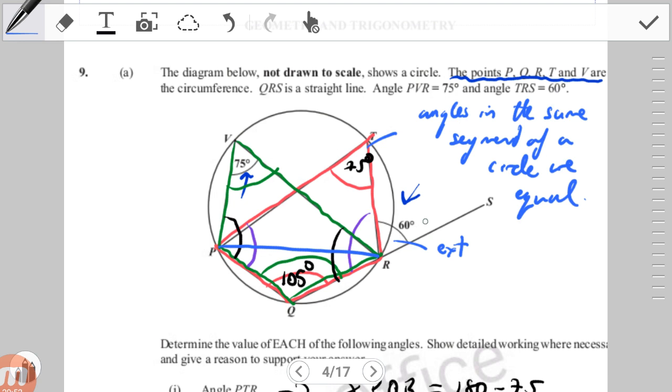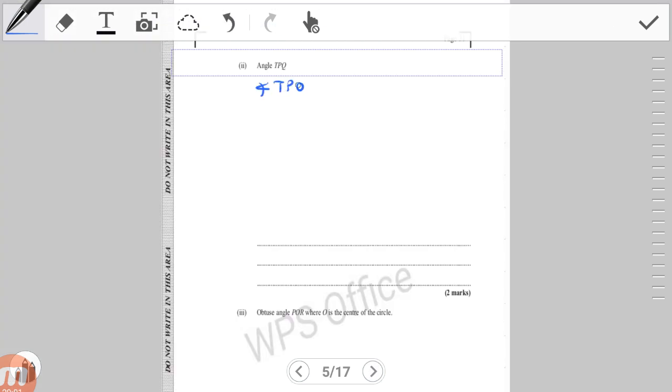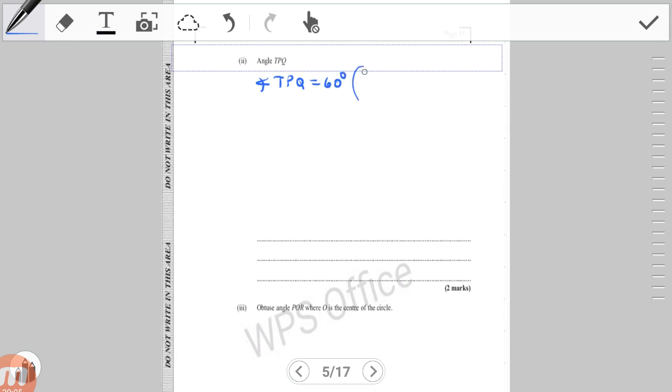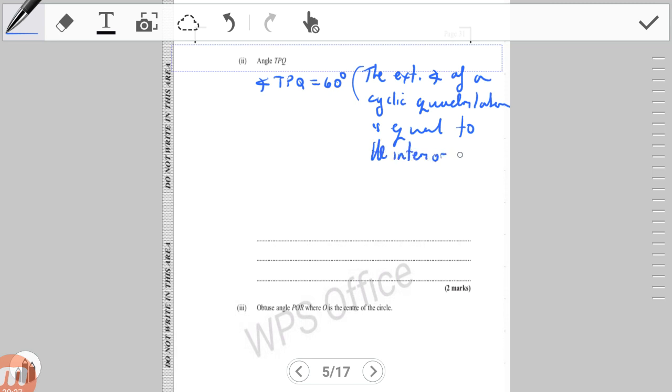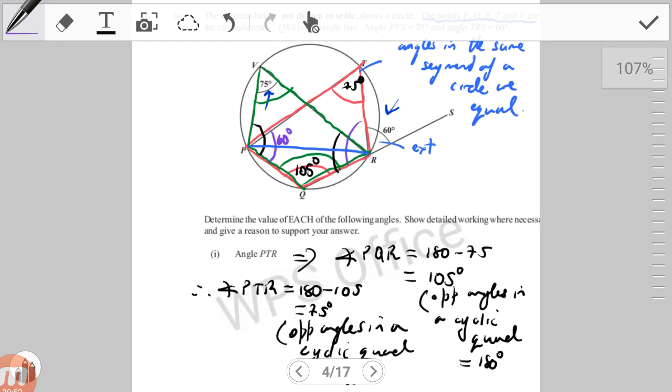So we can make a connection between the 60 degrees on the outside and the angle that we are intending on finding. We can safely say then that the angle TPQ is equal to 60 degrees, and to support that we can say that the exterior angle of a cyclic quadrilateral is equal to the interior opposite angle. That is the statement that CSEC is looking for to support why you say that the angle TPQ is 60 degrees. So we can indicate that the angle marked in purple is 60 degrees.